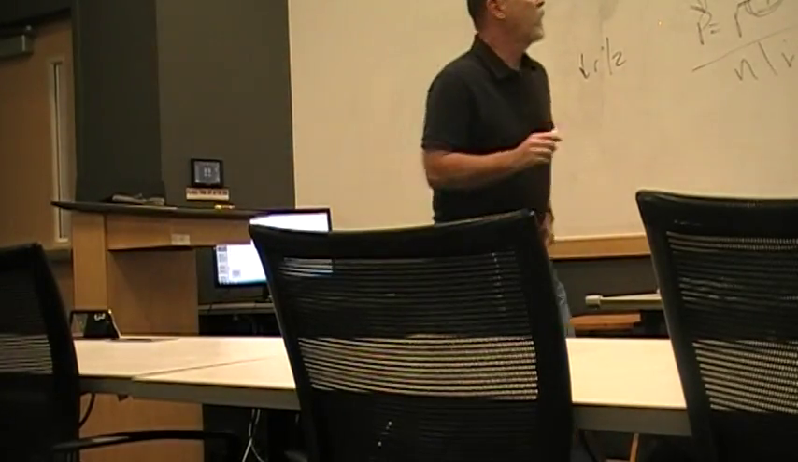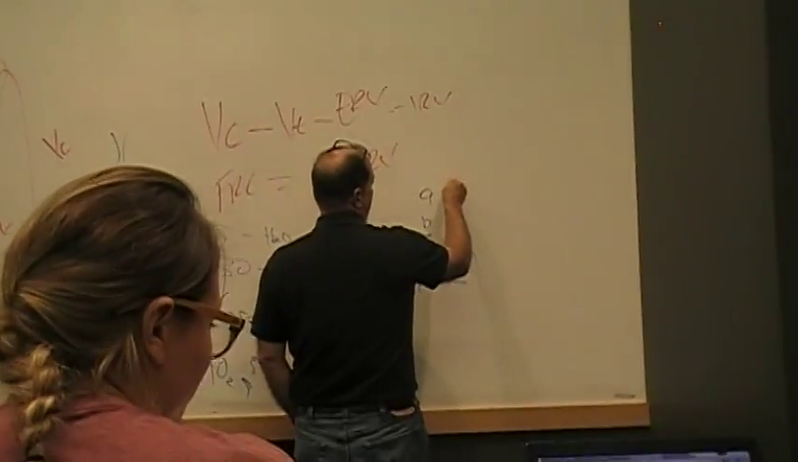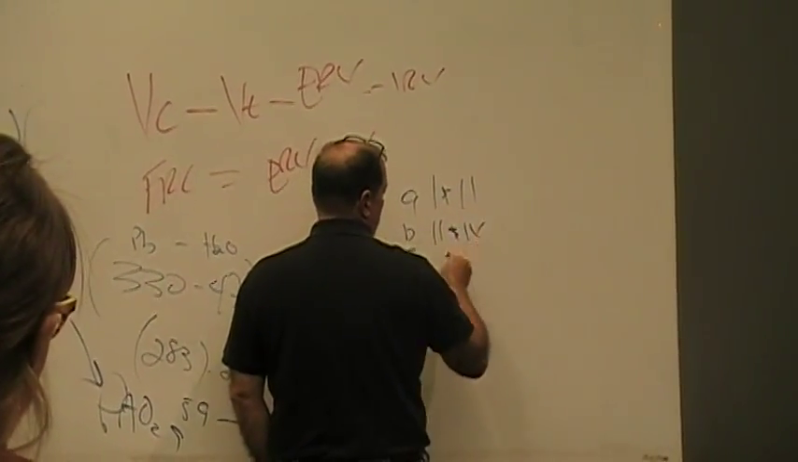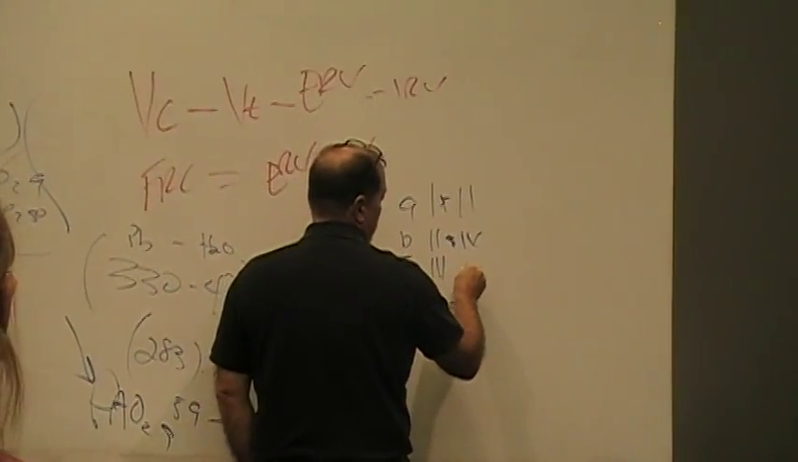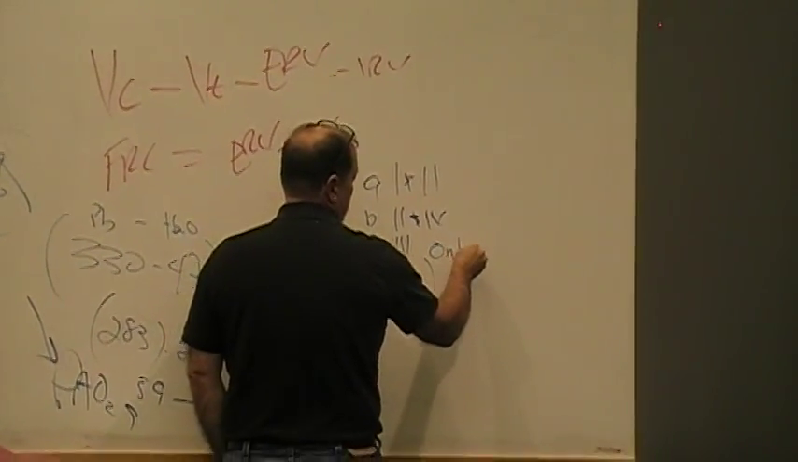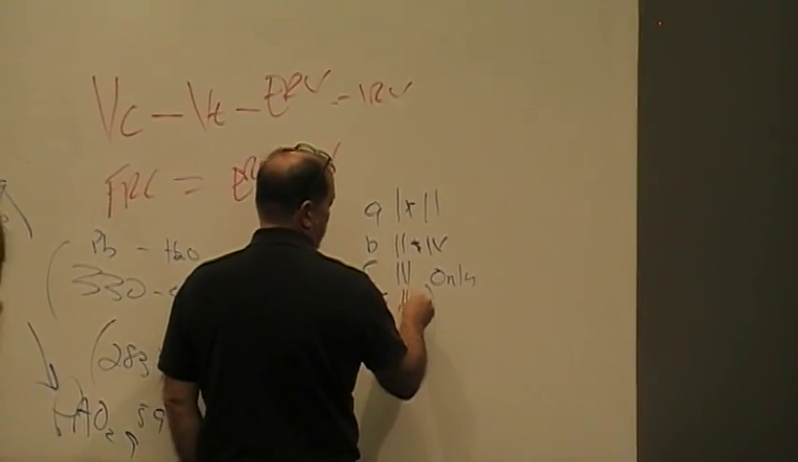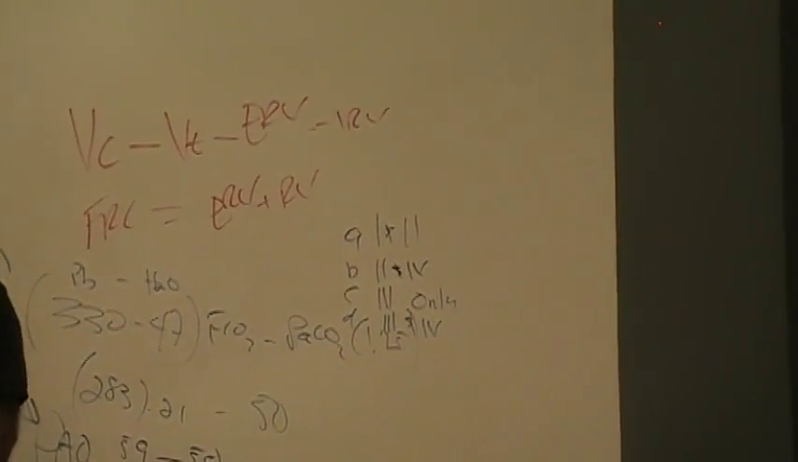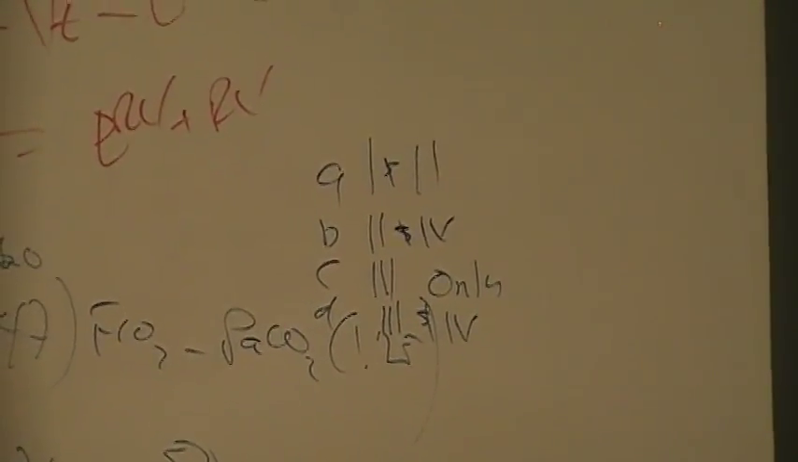Some of these questions are structured as multiples. Have you heard of that term before? Occasionally, like in this one, you'll have A, B, C, D, and A will be 1 and 2, B will be 2 and 4, C will be 3 only, and D will be 3 and 4. So a multiple means there's usually more than one answer.